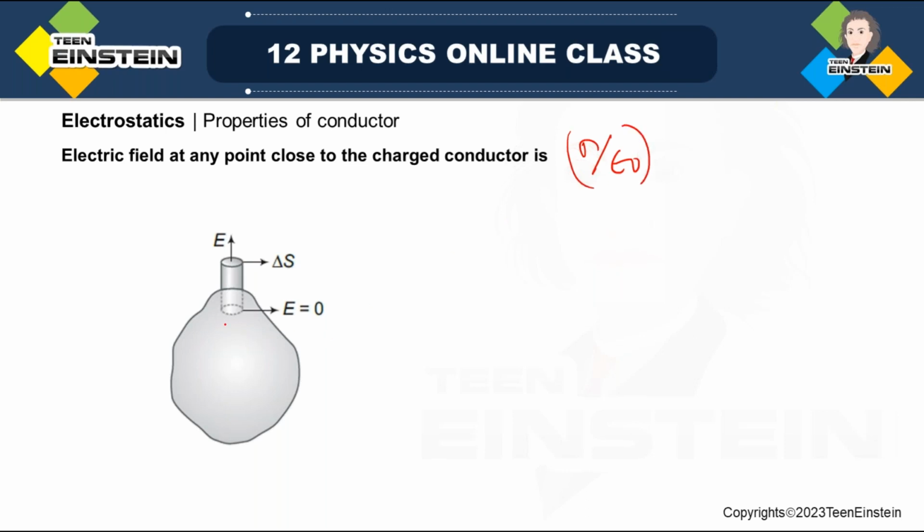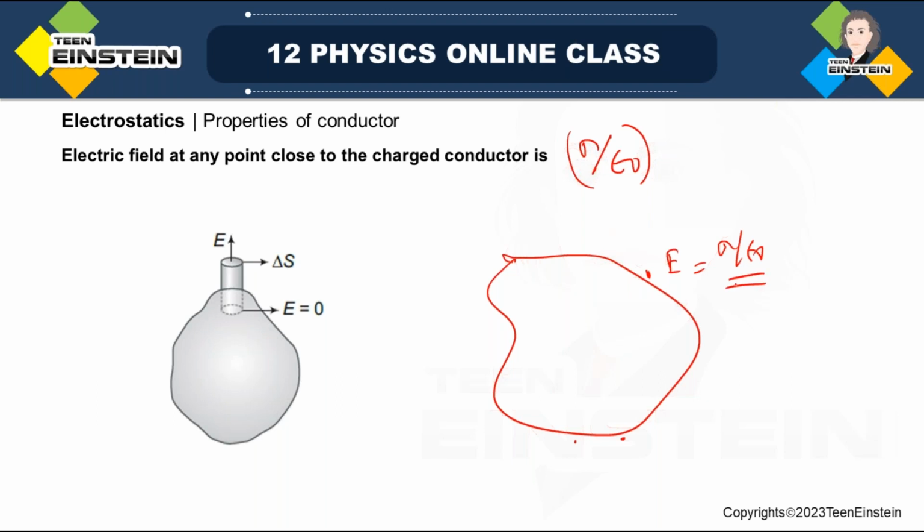What it is saying is, if I have any arbitrarily shaped conductor, just outside it, at any point I take, the electric field will always be sigma by epsilon 0. So the electric field at any point close to the charged conductor is sigma by epsilon 0. So how do we prove that?